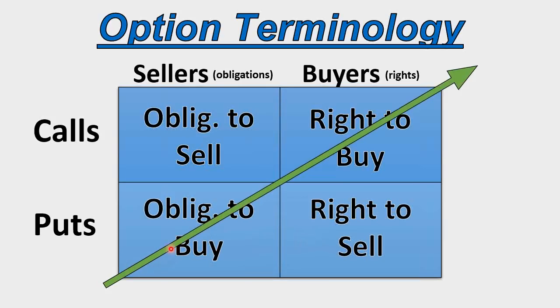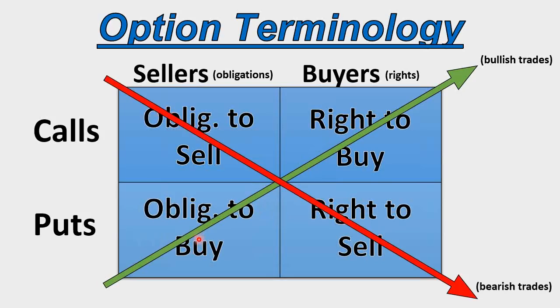These 2 trades, you see how this arrow that I drew looks like an uptrending stock, or it kind of looks like the market is in an uptrend? The 2 trades that it intersects are both bullish trades. So buying a call is bullish and selling a put is bullish. So that means the other 2 are bearish trades.